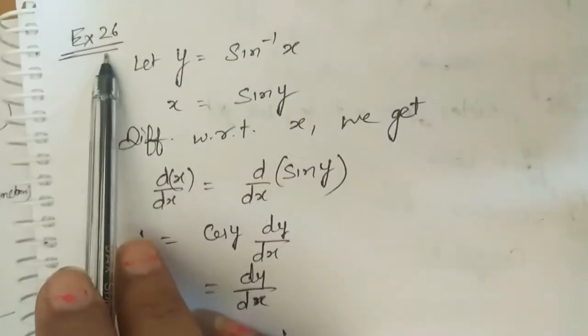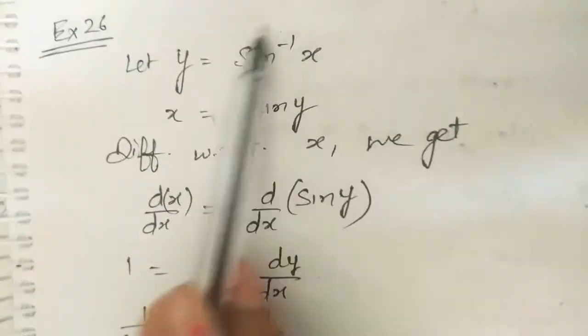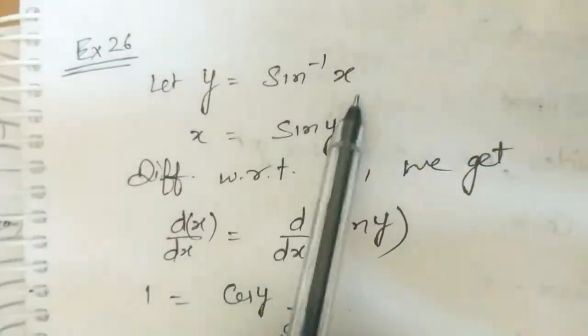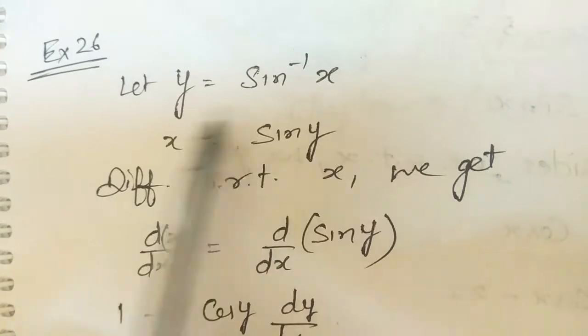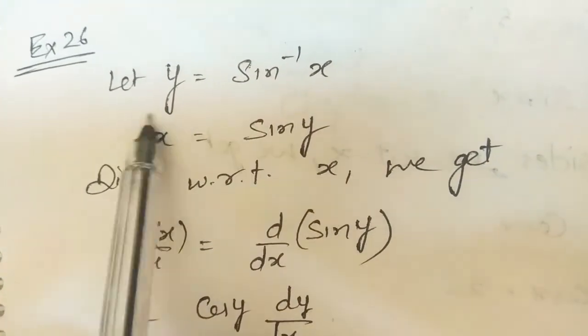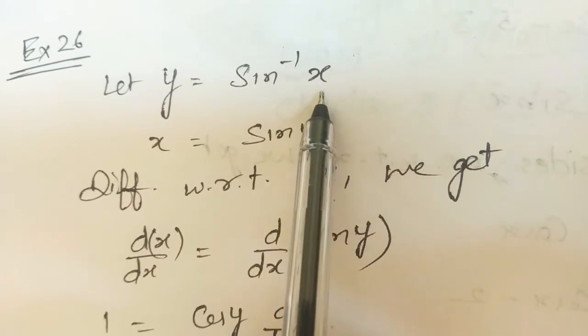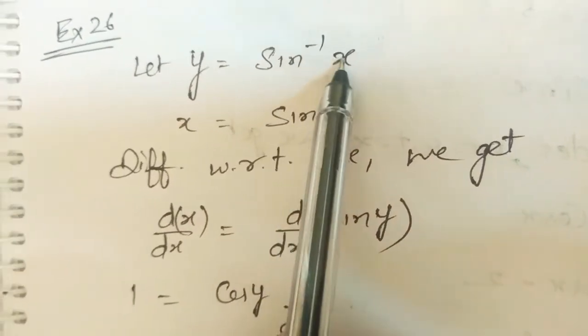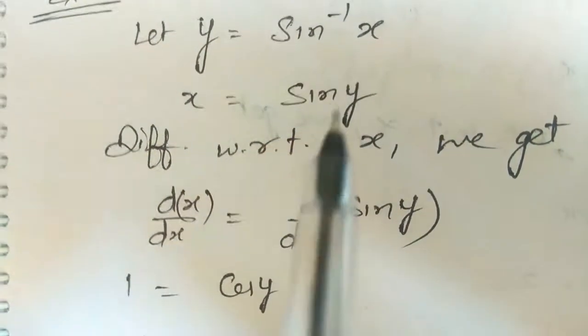So in 26th example, y is given sine inverse x. We want to find out derivative of inverse functions. So sine inverse, cos inverse, tangent inverse, you can find derivative by taking as y. So I am taking y is equal to sine inverse x. Then we can take x is equal to sine y. Okay, x is equal to sine y.